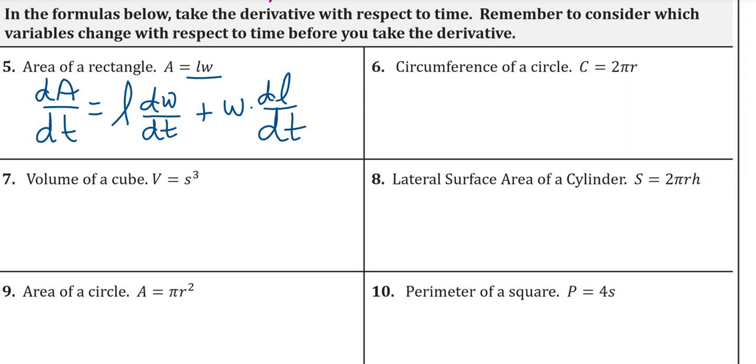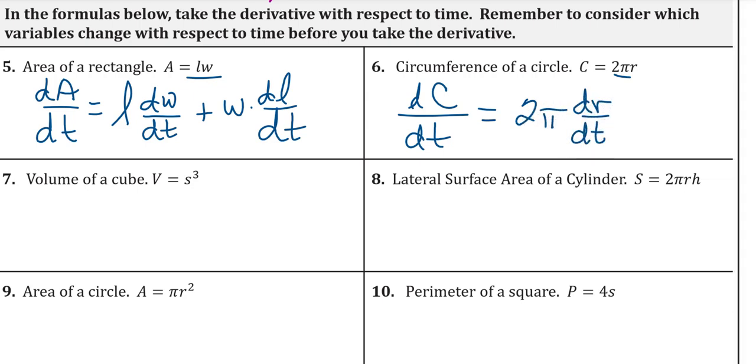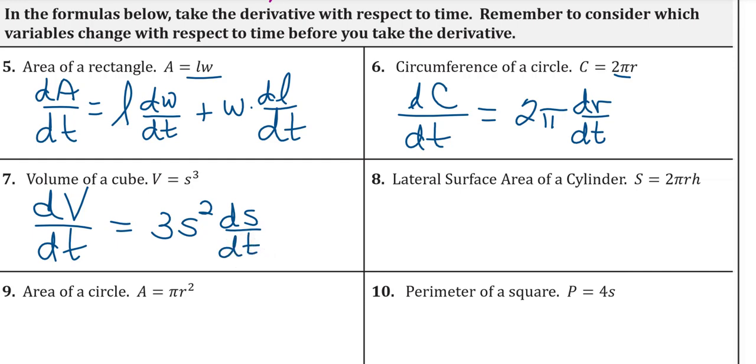Okay, the next one is the circumference of a circle. Now remember that 2 pi is a constant. The only variable on the right-hand side is r. So dC/dt will equal 2 pi dr/dt. Okay, volume of a cube is V equals the side cubed. So dV/dt will equal 3s squared ds/dt, our old friend, the chain rule.